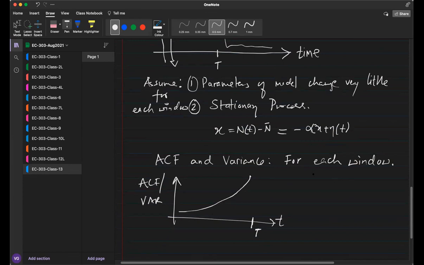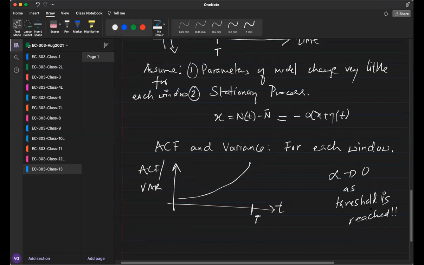Of course, the key point here is that alpha goes to 0 as the threshold is reached. Again, it's something we had learned in the previous semester. As we approach bifurcation points, the return time becomes infinitely large, or the return rate becomes 0. So you put these two together to arrive at this conclusion, right?